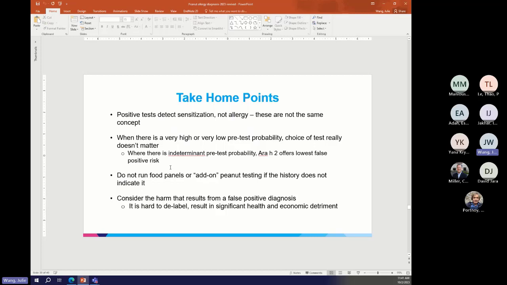And again, as we consider tests, we always want to think about not only the potential benefits of testing, but also the potential harms that can result if there are false positive test results. Because remember, it's very hard to delabel. And in the interim, while you're trying to delabel somebody for having a peanut allergy, there are significant health and economic impacts that are affecting the patient and the family during that time.